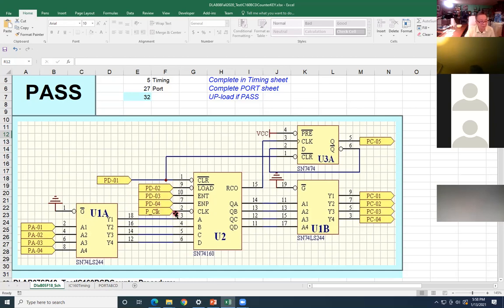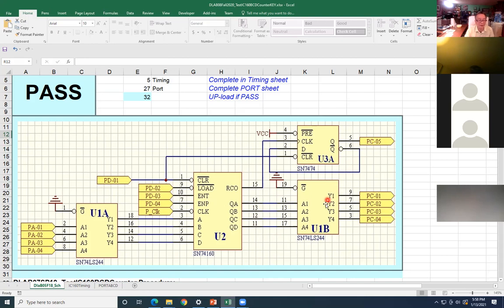Then you apply the clock. One clock, they count 1 number. Okay, so it will be 0. Apply the clock, they go to 1, 2, 3, 4 up to 9. When you get up to 9 in here, the output here will toggle.